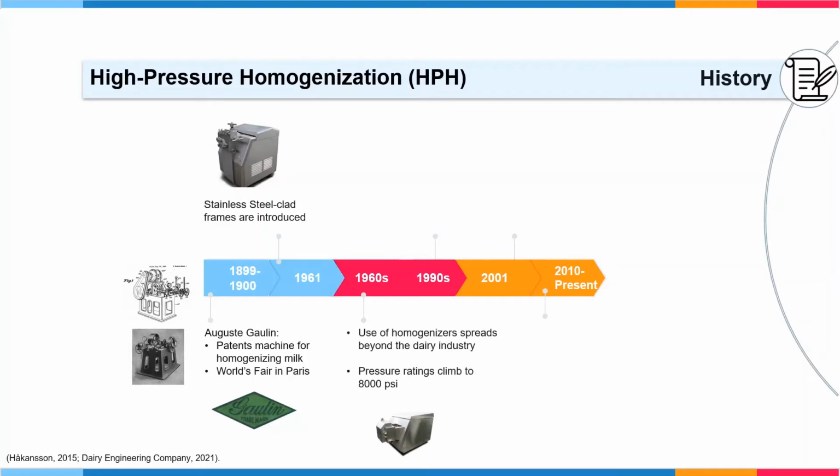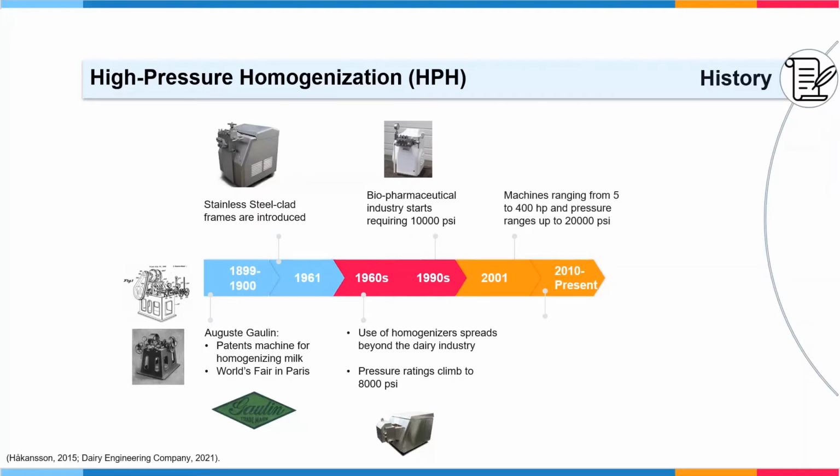In the whole 60s decade, the use of homogenizers spreads beyond the dairy industry to include chemical, lubricants, textiles, and many others. Then, in the 90s, the biopharmaceutical industry begins to require homogenizing pressures of 10,000 psi and beyond, pushing further technological development that was accomplished in the next years with the Gaulin and Rani brands. From 2010 to present, further changes have been made to the power frame design to improve access for maintenance and ease of use.